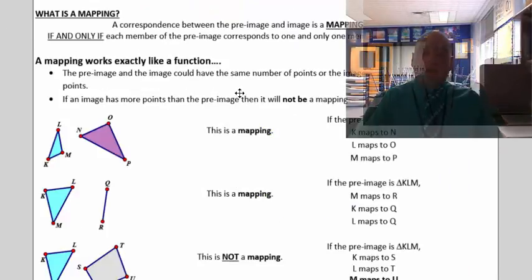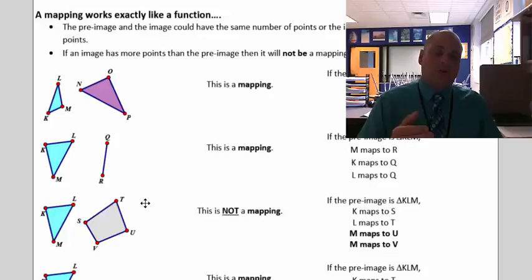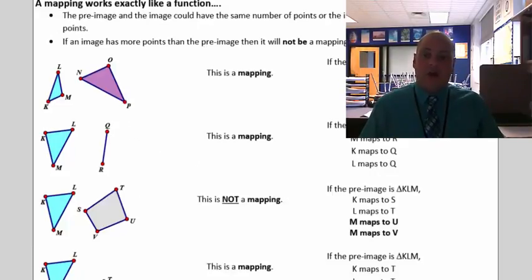That's review. Now, what is a mapping? A mapping is a correspondence between the pre-image and an image. In transformations, we have a pre-image and we have an image, and it's a mapping if and only if each member of the pre-image corresponds to one and only one member of the image. So basically, if we have a function, it's a mapping. It's similar to functions, except now we have shapes, say triangles or quadrilaterals or whatever. We'll see what I'm talking about here.